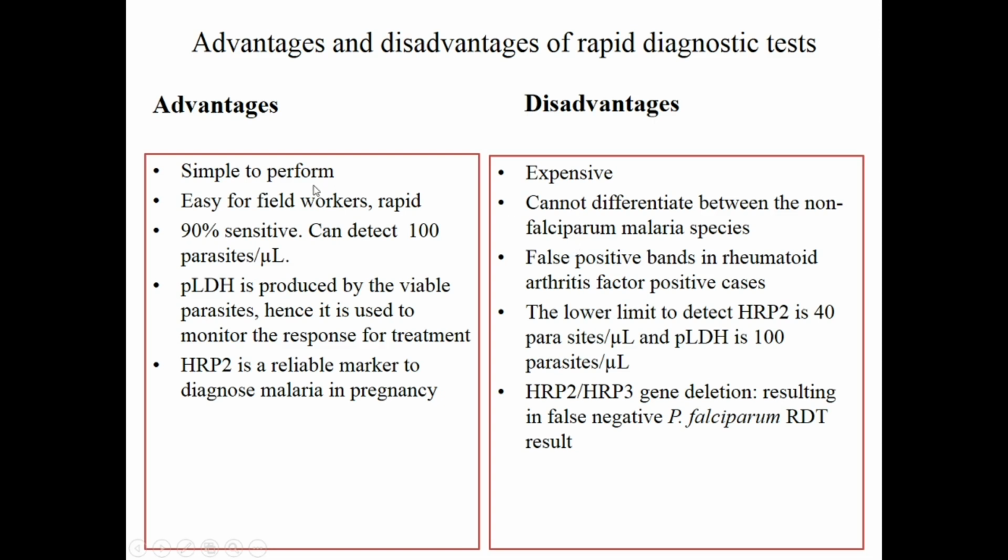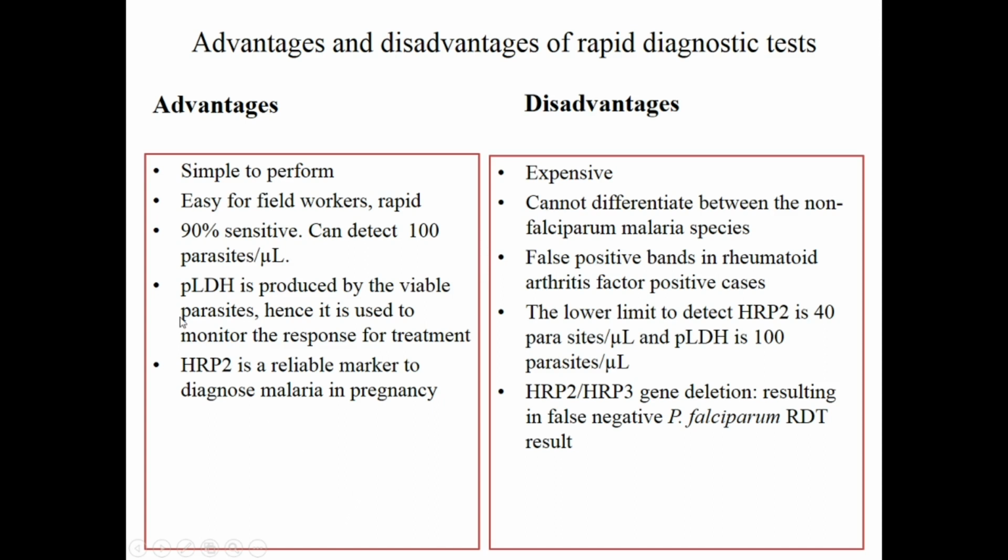The advantages are that it is simple to perform. It can be used in the field for detection of malaria. It is rapid, and it is easy to carry and transport. It does not require electricity. It does not require microscopes. It is 90% sensitive and can detect 100 parasites per microliter of blood.